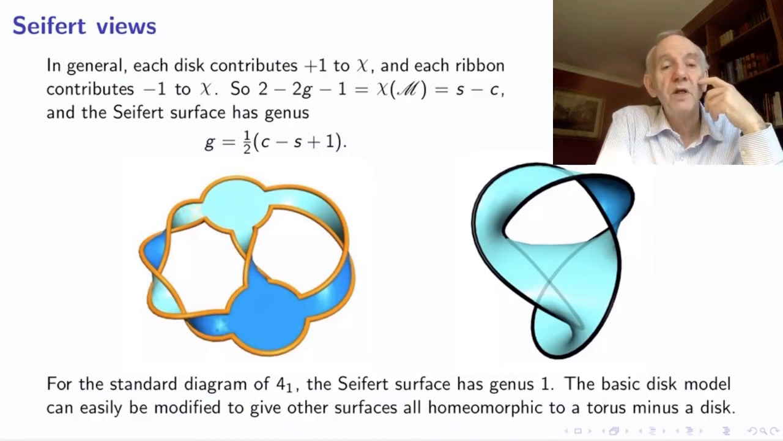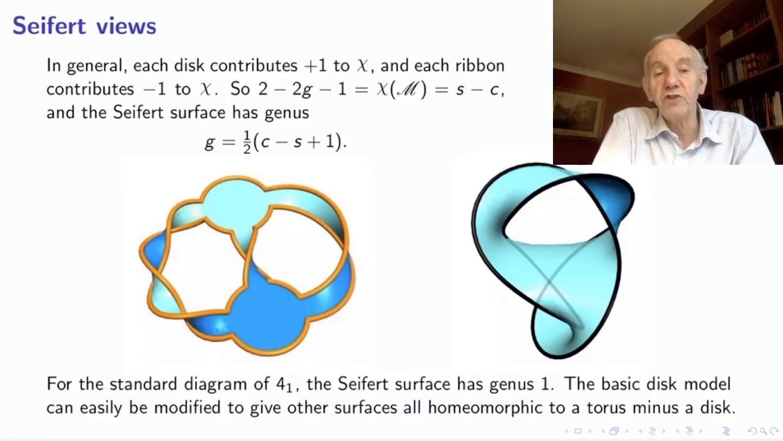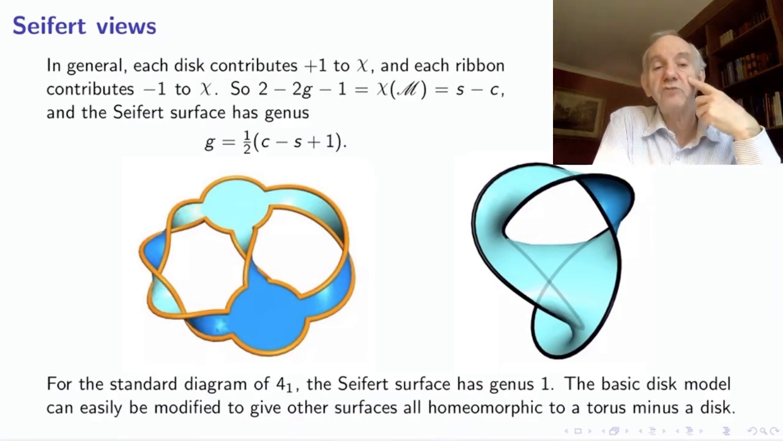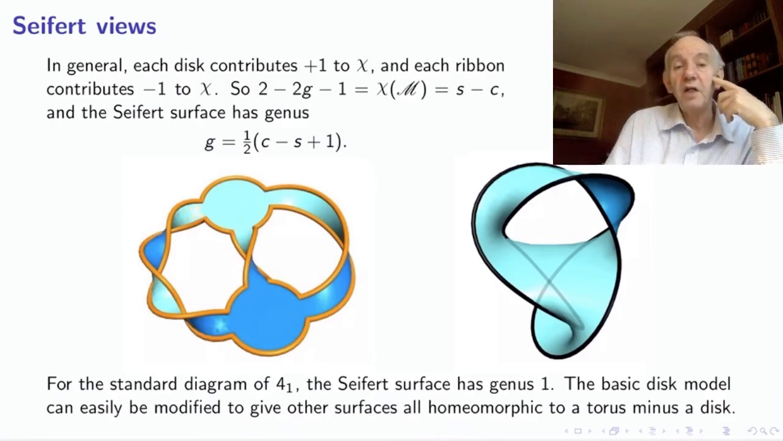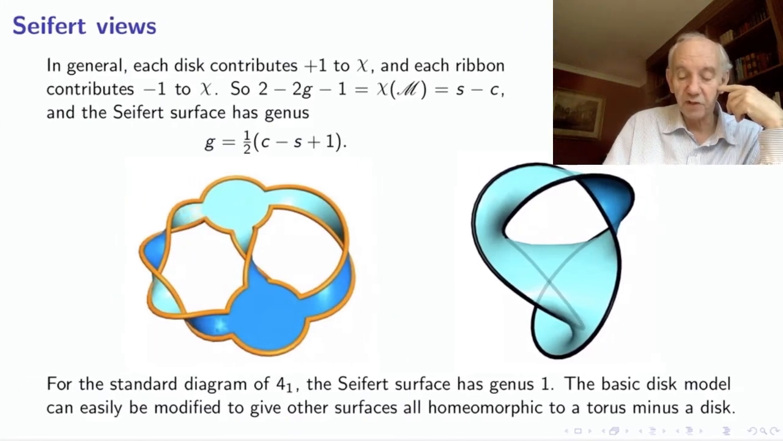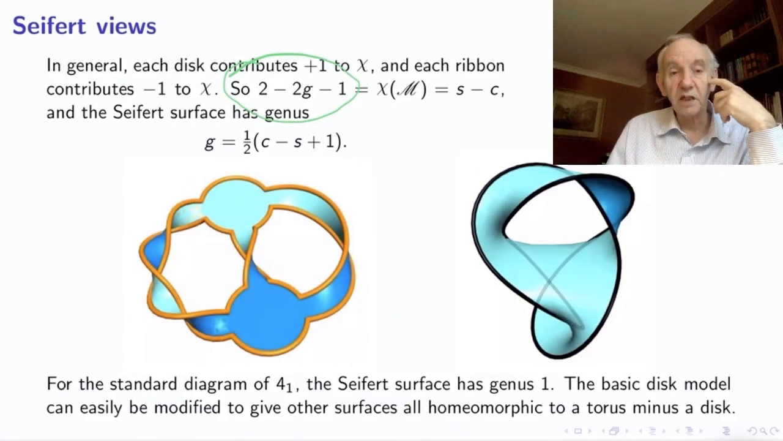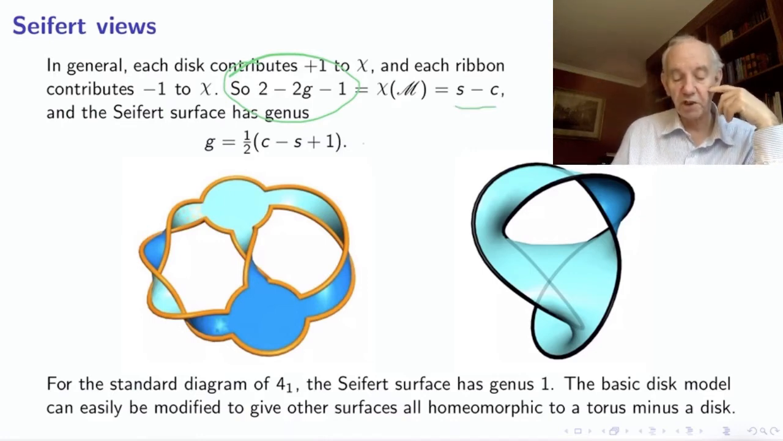But if you think for a moment, you can see that the formula is going to be very simple. Each disk contributes +1 to the Euler characteristic, and each ribbon you add contributes -1. And then you've got to remember there's one boundary component. So the Euler characteristic of an orientable surface with one boundary component is 2 minus 2g minus 1, -1 for the boundary component. And so this has got to equal the number of disks, which is the number of Seifert circles, minus the number of crossings. And so you solve for g and you get this formula for g.